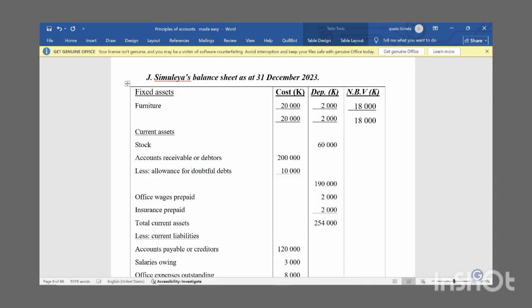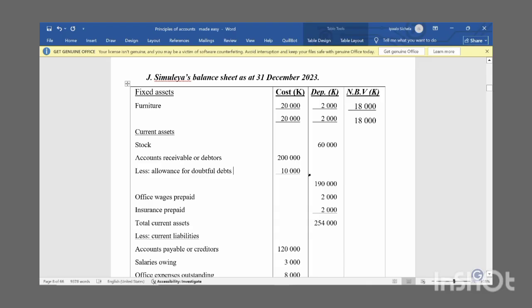And I'm sure you remember how I found the new provision. The new provision is usually found under the additional information. And how do you find it? You take the percentage given in the question multiplied by the debtors. That is your new provision. So in this case, the percentage we were given was 5%. So 5% multiplied by the total debtors, which were 200,000, would give you 10,000. So that's the new provision.